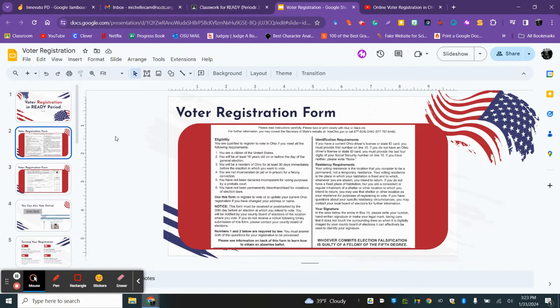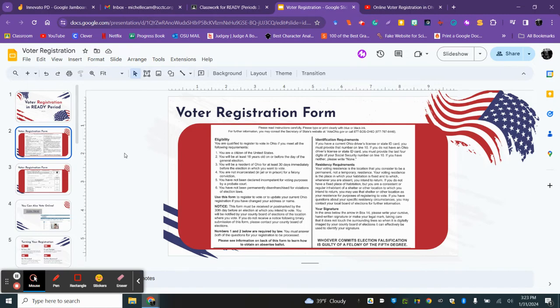Eligibility. You are qualified to register to vote in Ohio if you meet all of the following requirements. 1. You are a citizen of the United States. 2. You will be at least 18 years old on or before the day of the general election. 3. You will be a resident of Ohio for at least 30 days immediately before the election in which you want to vote. 4. You are not incarcerated, in jail, or in prison for a felony conviction. 5. You have not been declared incompetent for voting purposes by a probate court. 6. You have not been permanently disenfranchised for violations of election laws.